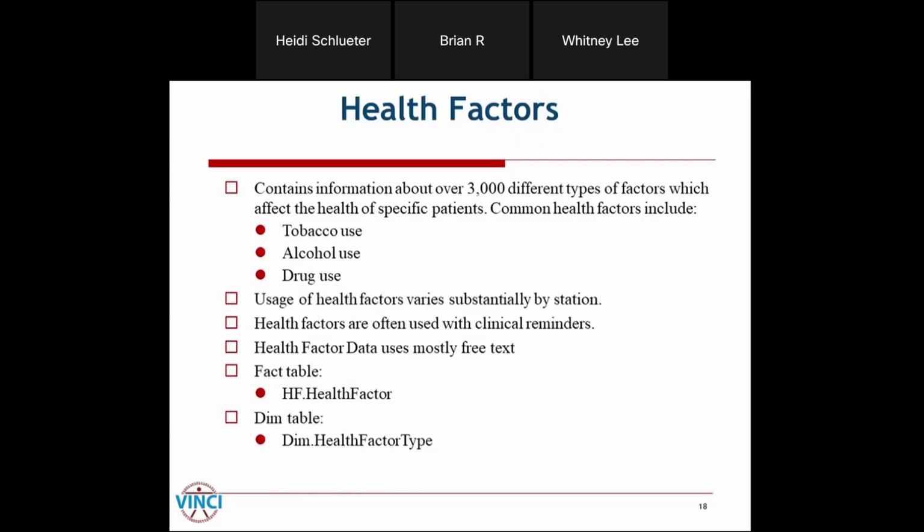We have the health factors domain, and this contains information on over 3,000 different types of factors which may affect the health of specific patients. So some common health factors include things like tobacco use, alcohol use, and drug use. The usage of health factors can vary substantially by station, so it's not standardized across the entire VA. These health factors are often used along with clinical reminders, and the data itself uses mostly free text with all the pros and cons that come with that. And it uses just the one fact table and this dim table.